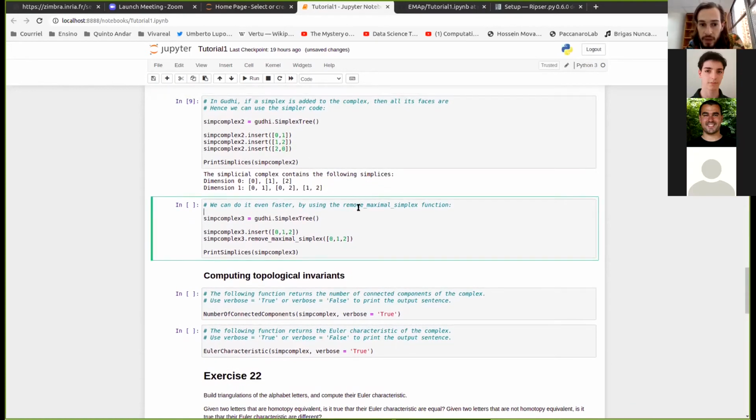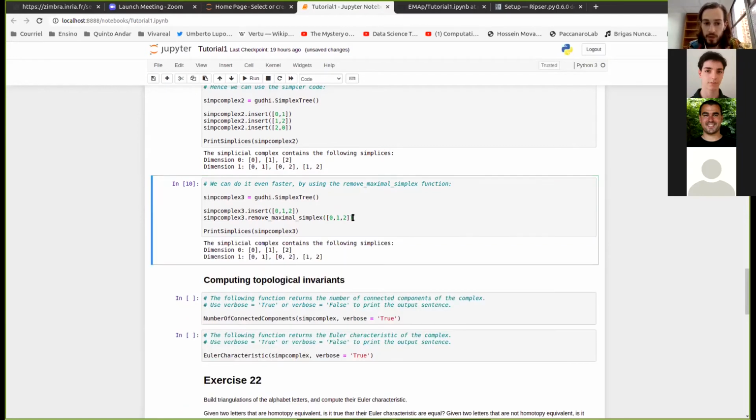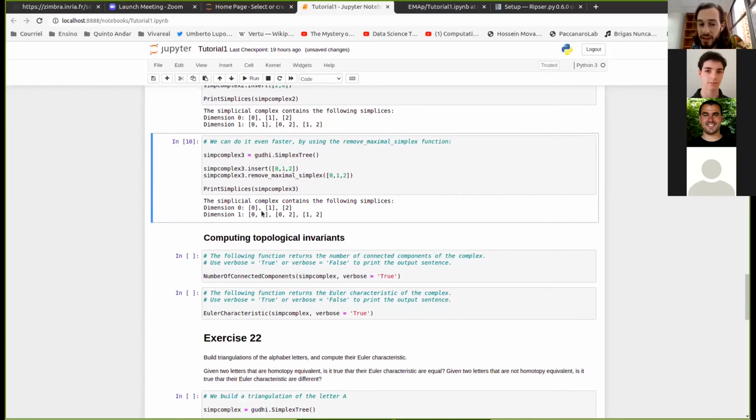And an even faster way to do that: simplicial complex 3, I add the whole simplex 0, 1, 2. So I add also all of its subsets. And then I remove it. I remove 0, 1, 2. So what I get at the end is the same thing. Okay.